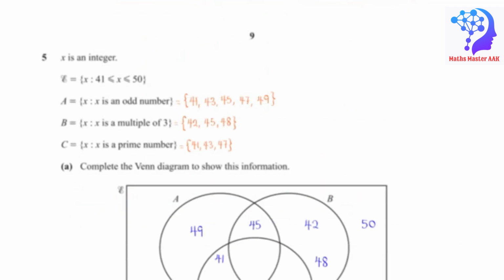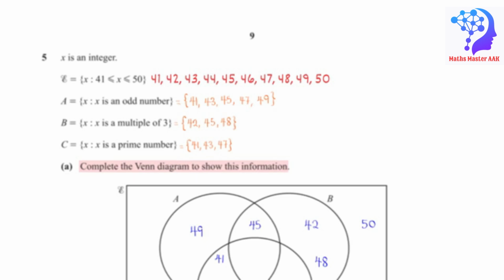X is an integer. The universal set E is equal to {x such that x is greater than or equal to 41 and less than or equal to 50}. Set A is equal to {x such that x is an odd number}. Set B is equal to {x such that x is a multiple of 3}. Set C is equal to {x such that x is a prime number}. Complete the Venn diagram to show this information.